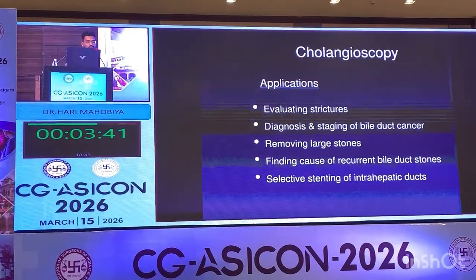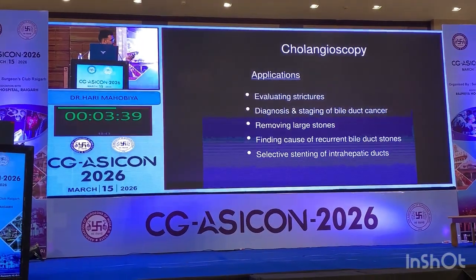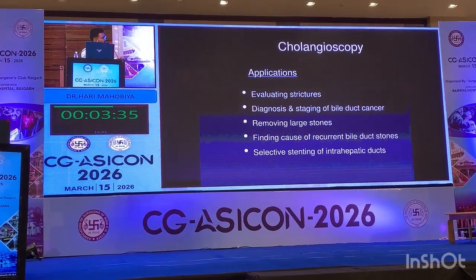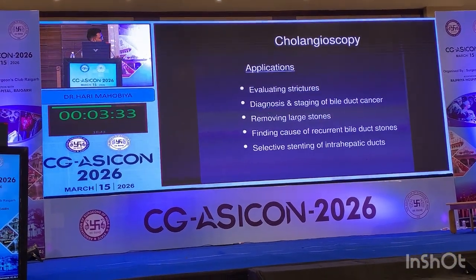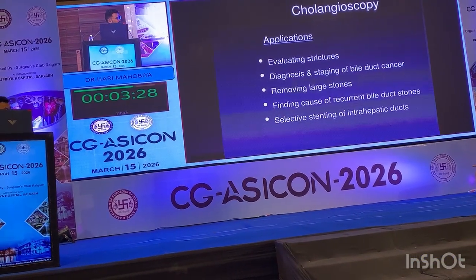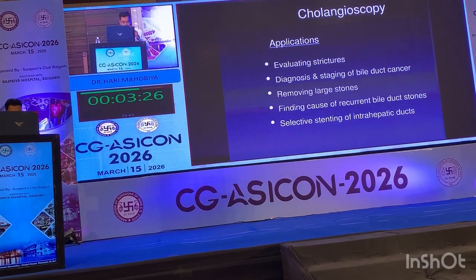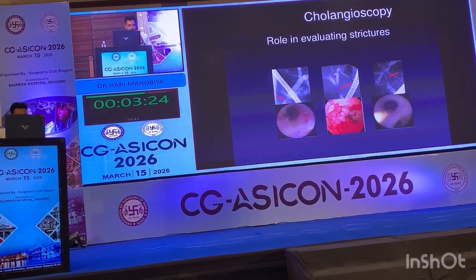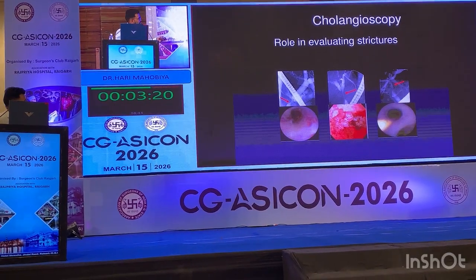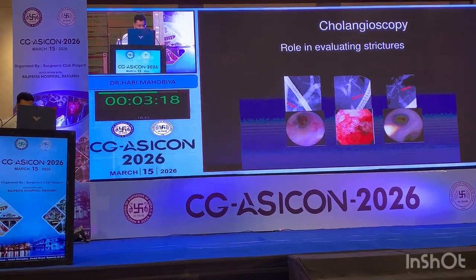The cholangioscopy is mainly used for evaluating the structures. The main use is evaluating the structures, the diagnosis and staging of bile duct cancer, detecting large stones, finding the cause of recurrent bile duct stones, and selective stenting of the intrahepatic duct if required. So these are the pictures of cholangioscopy where we can see there are strictures, there is a cholangiocarcinoma.